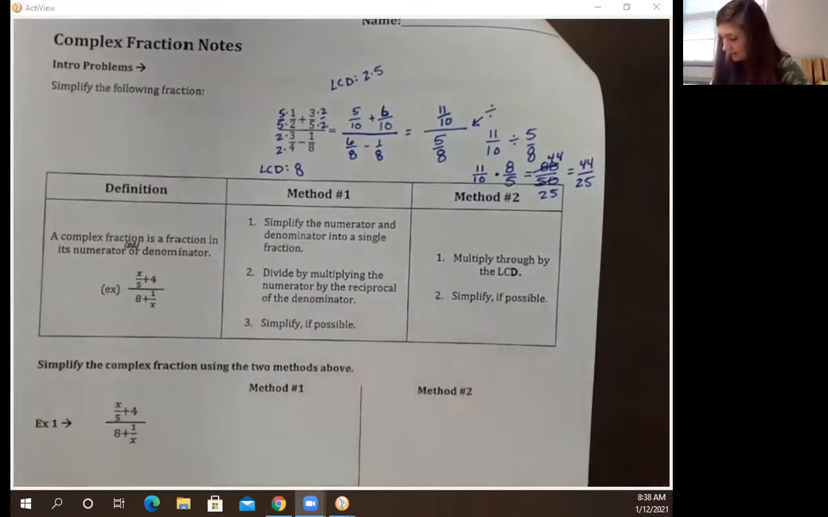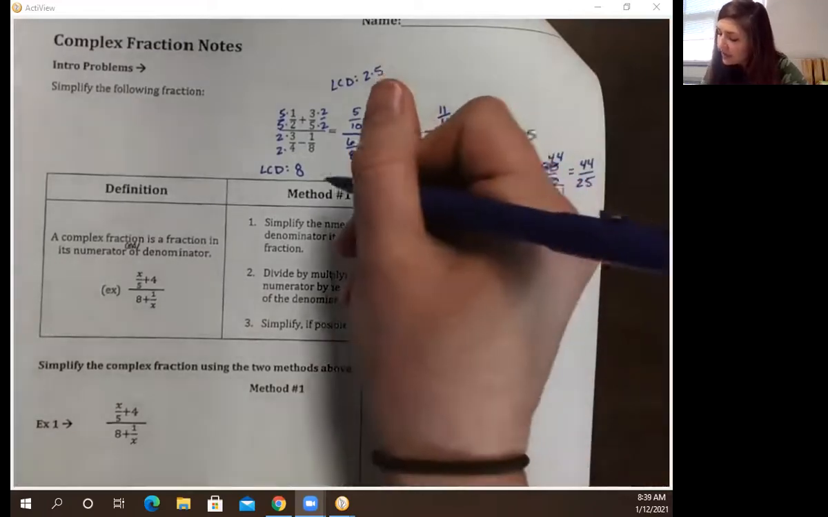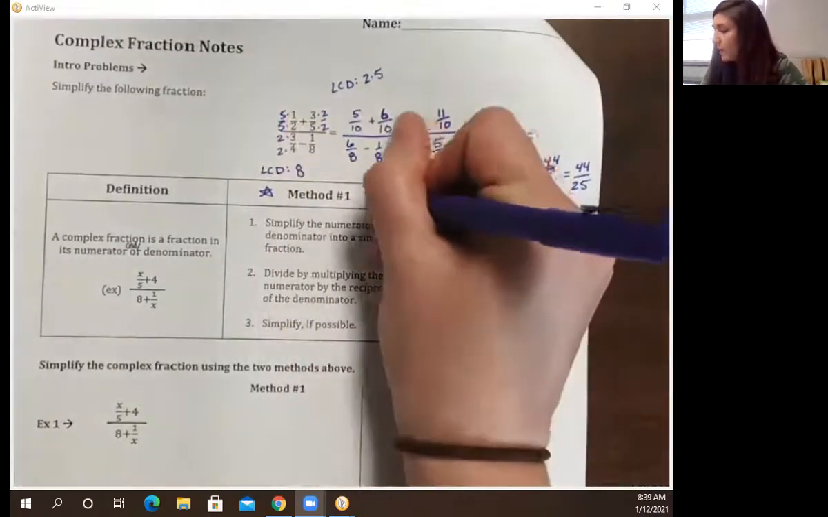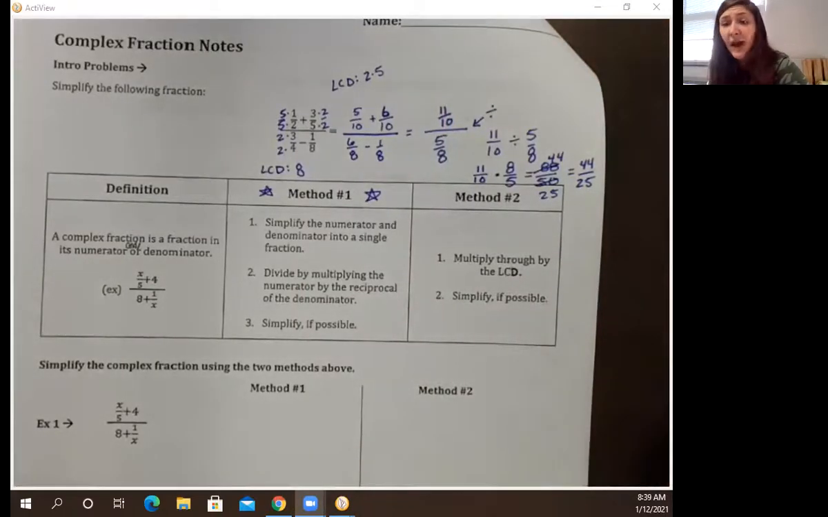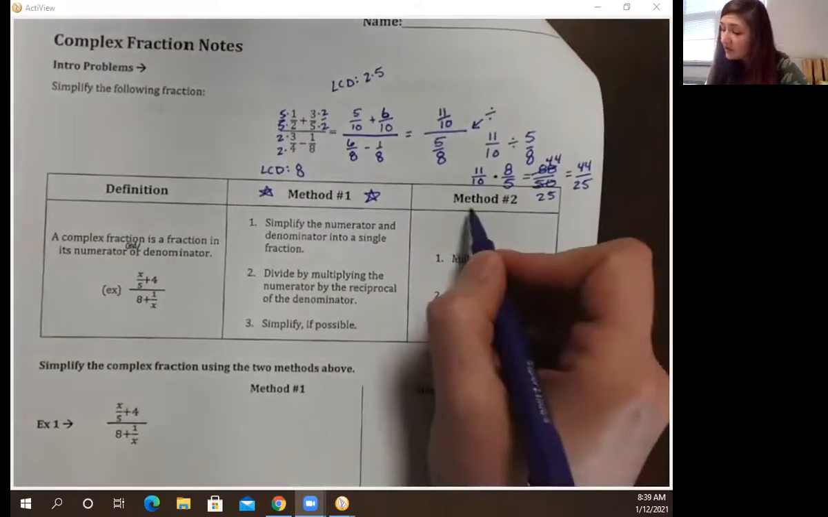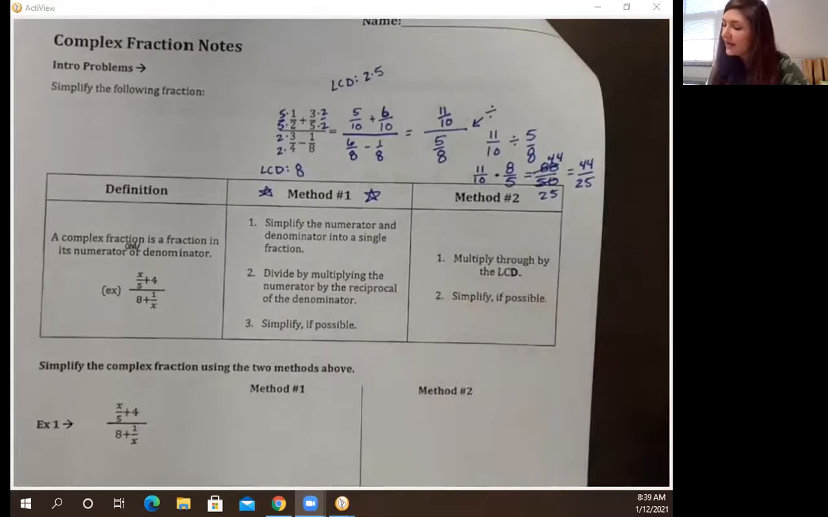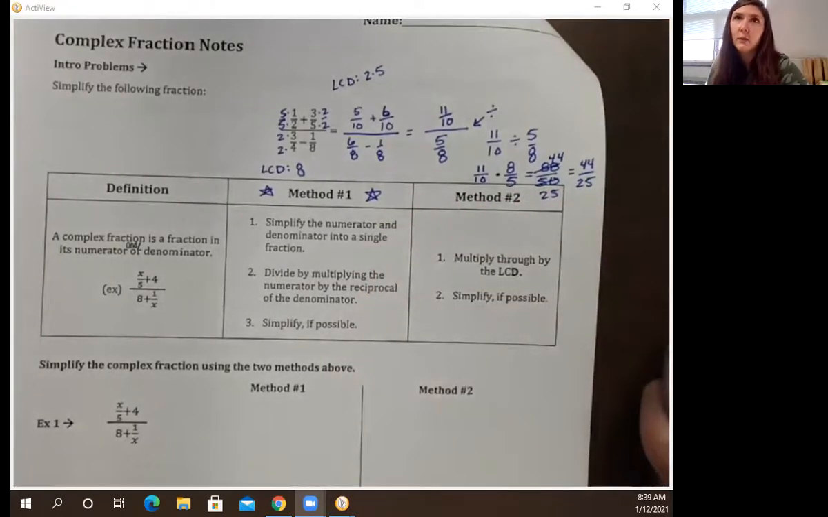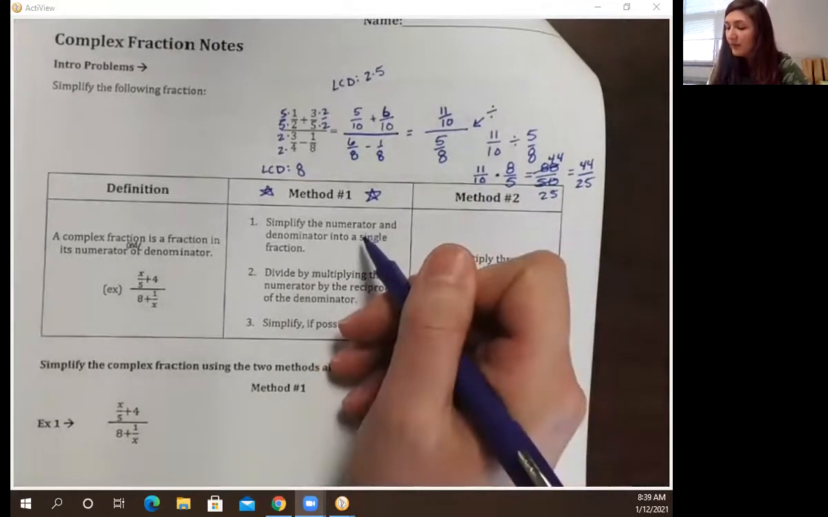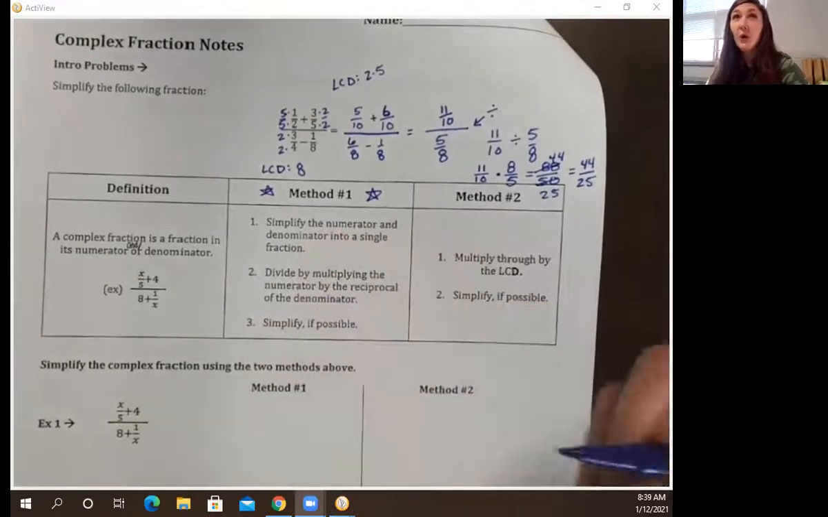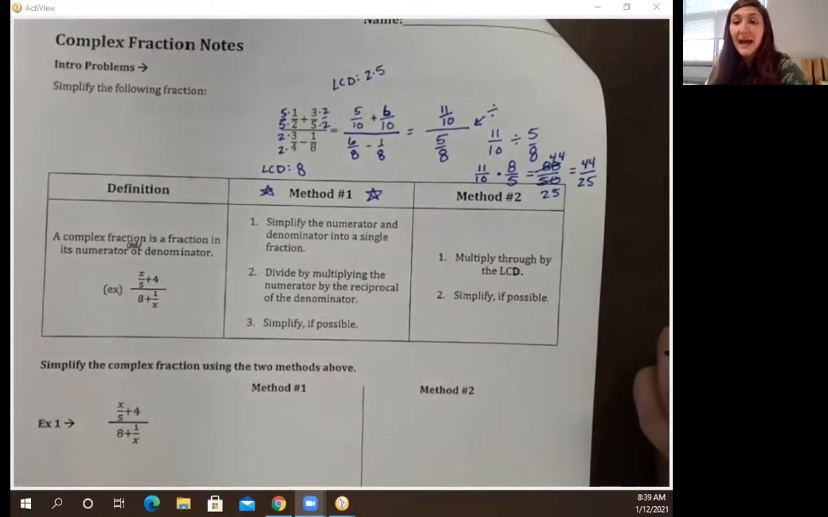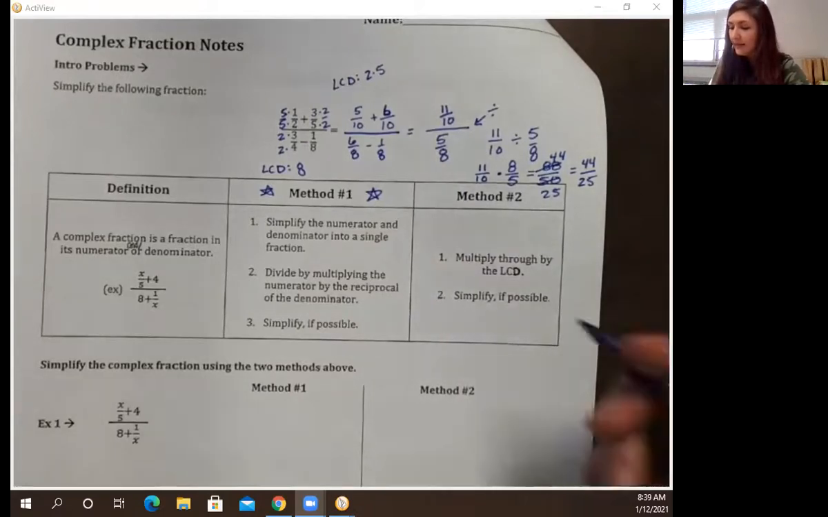You have two methods listed in your notes on page 12. We're actually just going to stick with method 1. If you have questions, you can ask your teacher about method 2 as an alternate strategy, but we're just going to focus on method 1. We're going to focus on method 1 because it uses the strategies we've already worked with, adding and subtracting fractions, multiplying and dividing fractions. We're just using those same processes to simplify these larger problems.